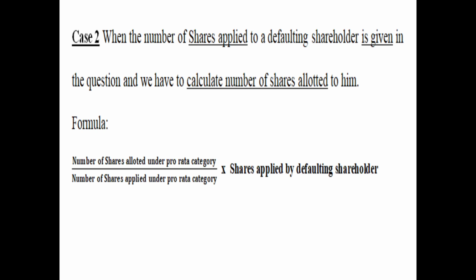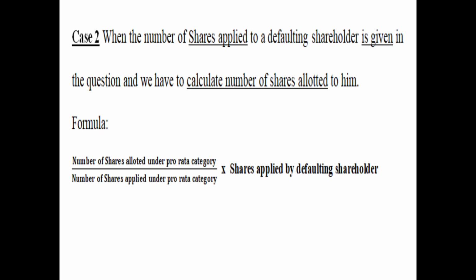Then case number 2 can be when the number of shares applied to a defaulting shareholder is given in the question and we have to calculate number of shares allotted to him. The reverse case, if shares applied by him is given in the question and therefore we need to calculate how much shares were actually allotted to him to adjust the surplus money. So again the same trick, whatever we have to calculate, we'll put it in the numerator. So in this case, in the numerator we will put the formula number of shares allotted under pro rata category upon number of shares applied under pro rata category into number of shares applied by defaulting shareholder.